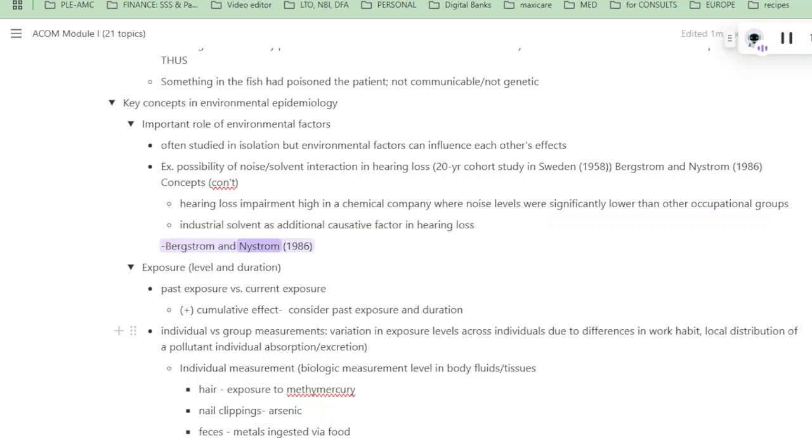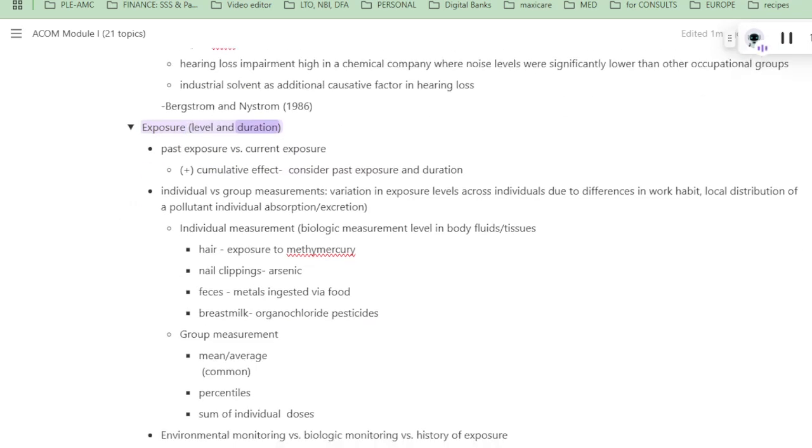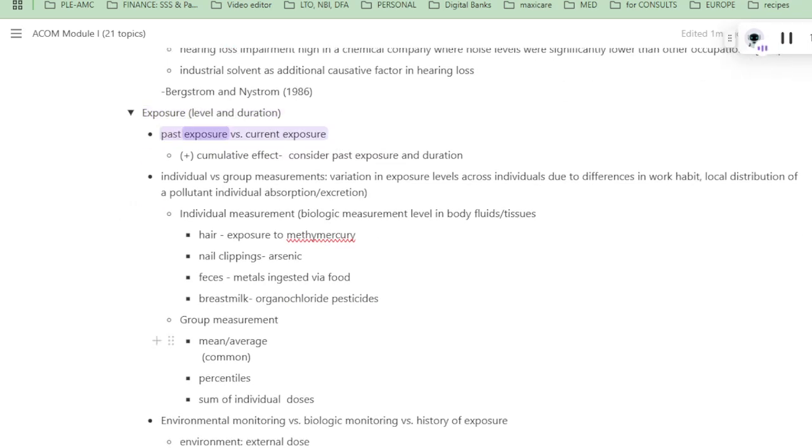Bergström and Nyström, 1986. Exposure, level and duration. Past exposure versus current exposure, plus cumulative effect. Consider past exposure and duration.